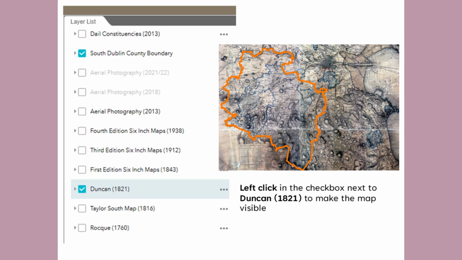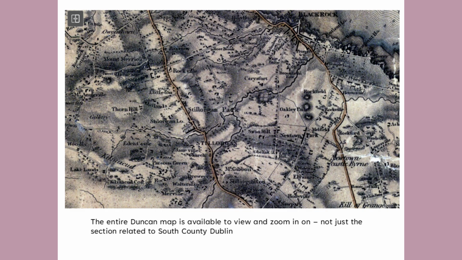You click in the checkbox for the map that you want to see, i.e. 1821, William Duncan's map, and then that map will become visible. And you can see that's the area around Stillorgan, Kilmacud, over to Dún Laoghaire.